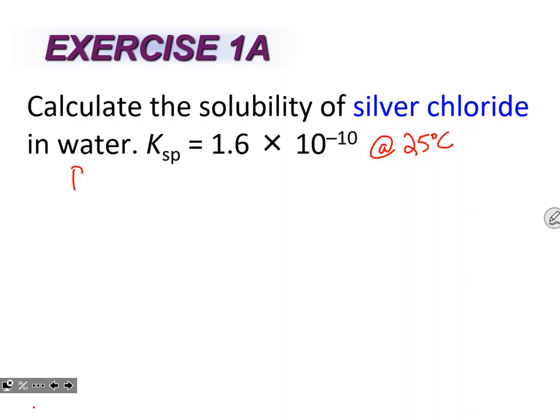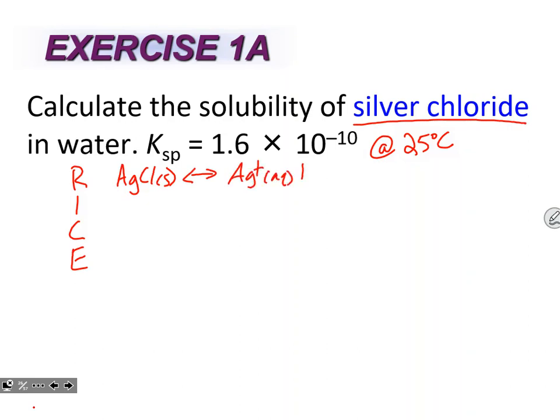So start out with your ICE chart. Our reaction is for silver chloride dissolving. This is dissolving, so we get Ag plus and Cl minus, which is aqueous. Now initially, you're dumping it in there.